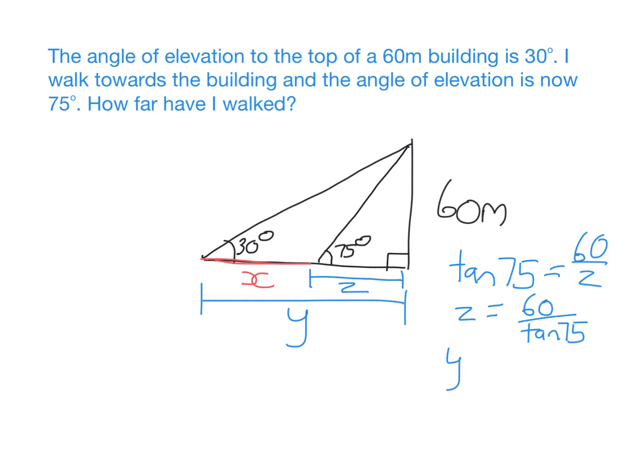Now, by a similar process, we have tan 30 equals 60 over y. y would be 60 over tan 30. So, to find x, I simply need to subtract these.